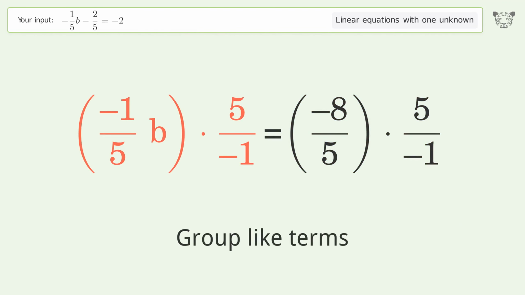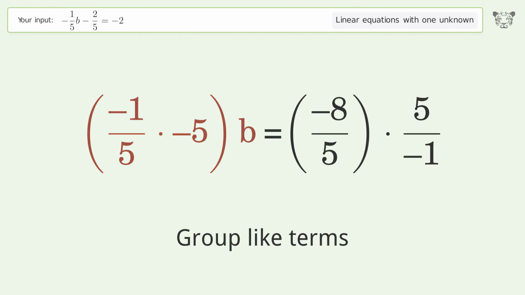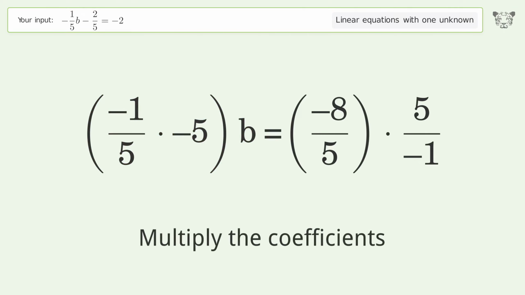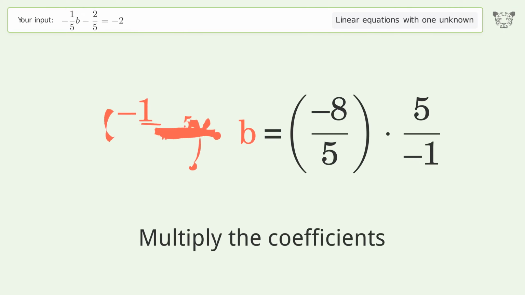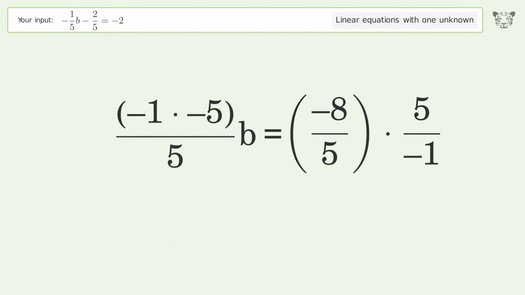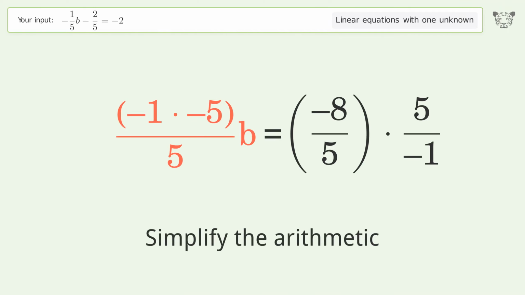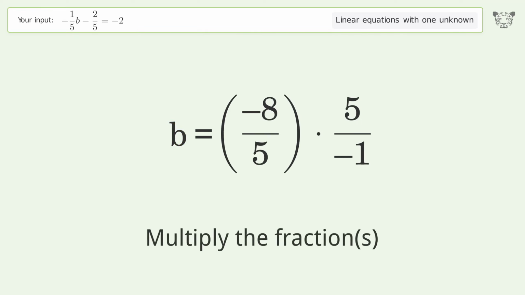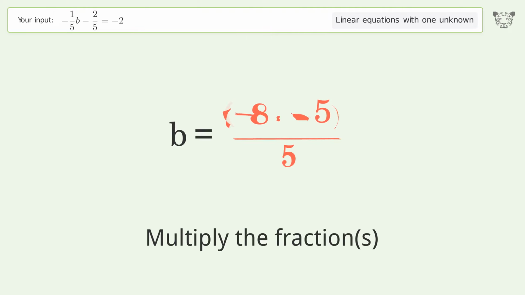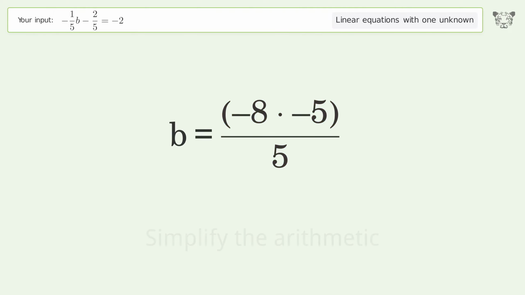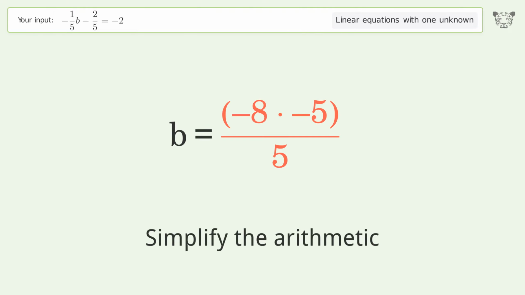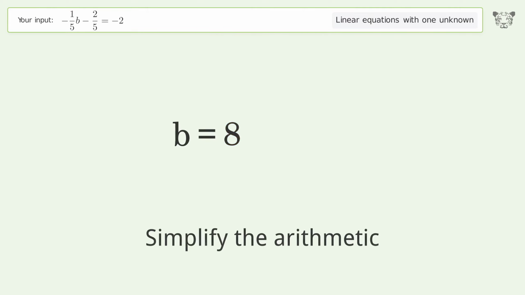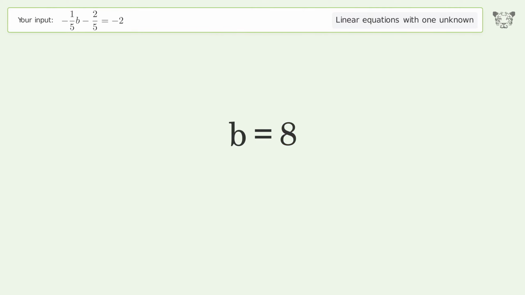Group like terms. Multiply the coefficients. Simplify the arithmetic. Multiply the fractions. Simplify the arithmetic. And so the final result is b equals 8.